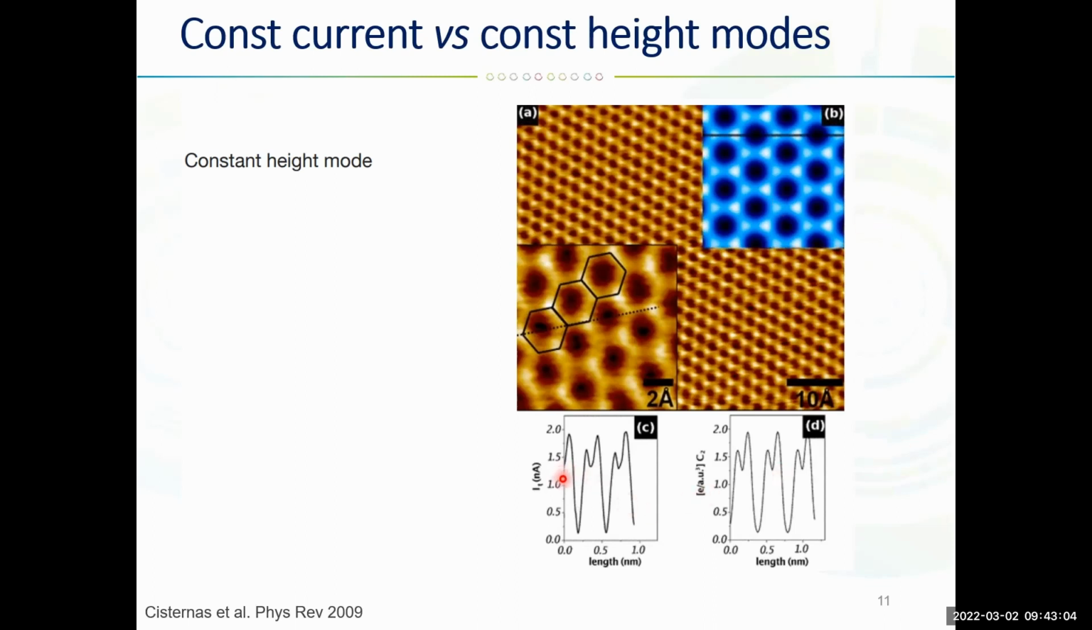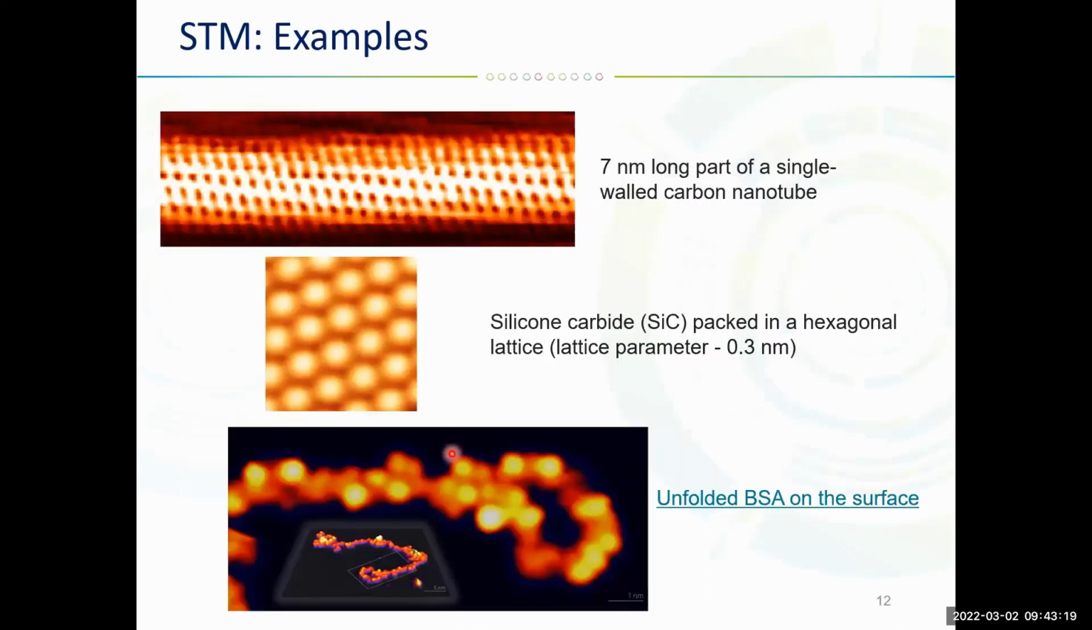Okay. So this was the difference between constant current and constant height mode. If you have any questions, I can answer them now. If you don't have any questions, we will proceed to examples of different images that we can get by STM. So the first image at the top is a single-walled carbon nanotube.